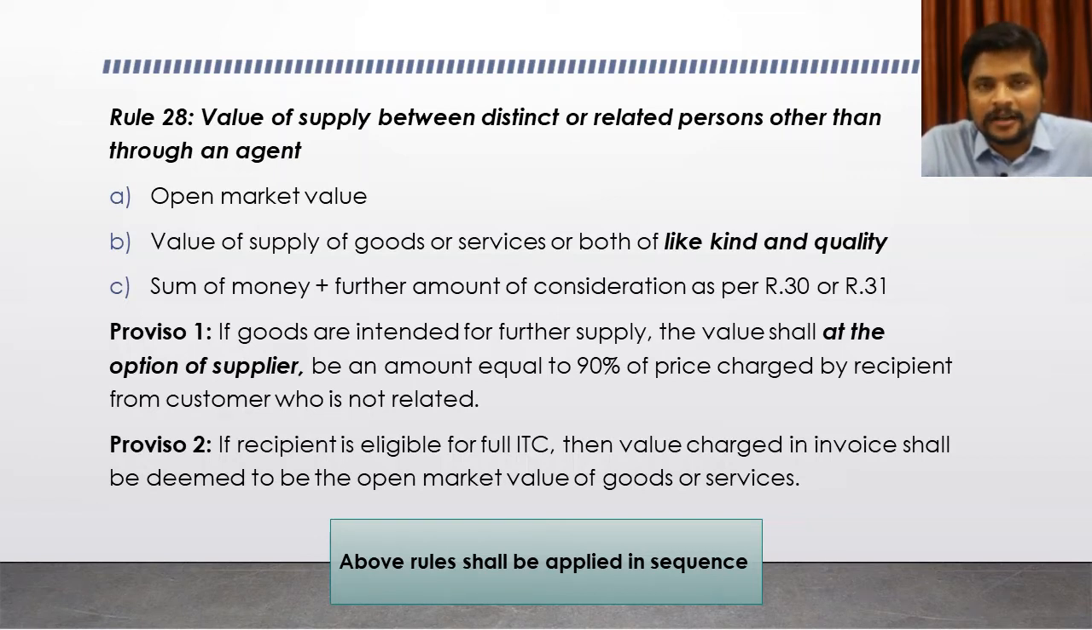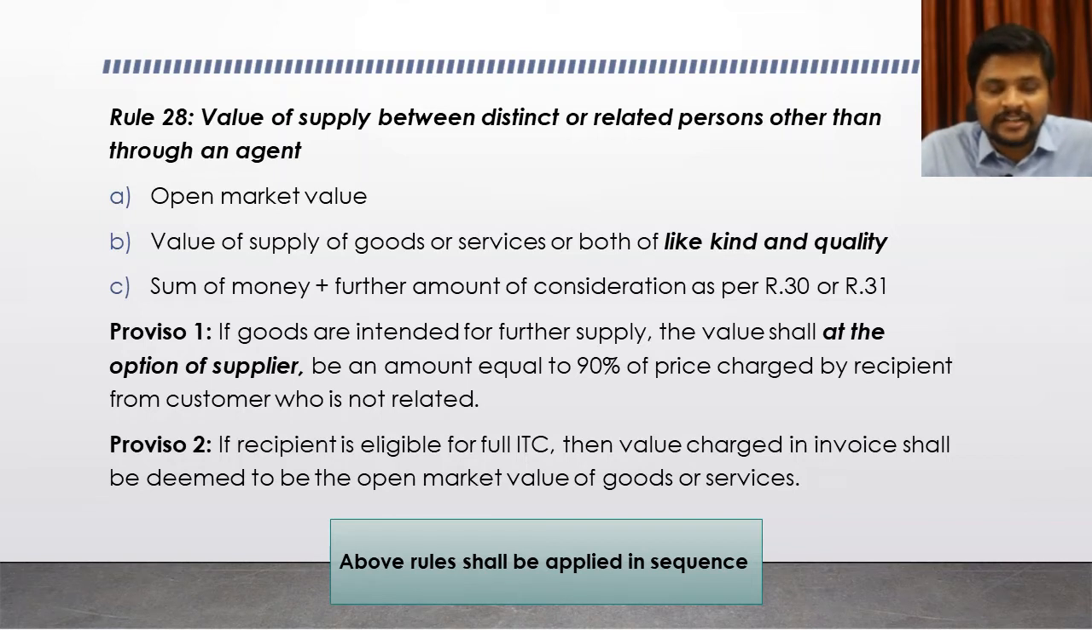A and B are related, and A is charging 18% GST to B, and B is eligible for full input tax credit of whatever supply he is receiving. In that case, whatever the value or price A charges will be deemed as an open market value. It means the condition as per clause A, which is open market value, is satisfied, then that value you can take as a valuation for this supply. This is as per the deeming fiction created by this proviso 2.